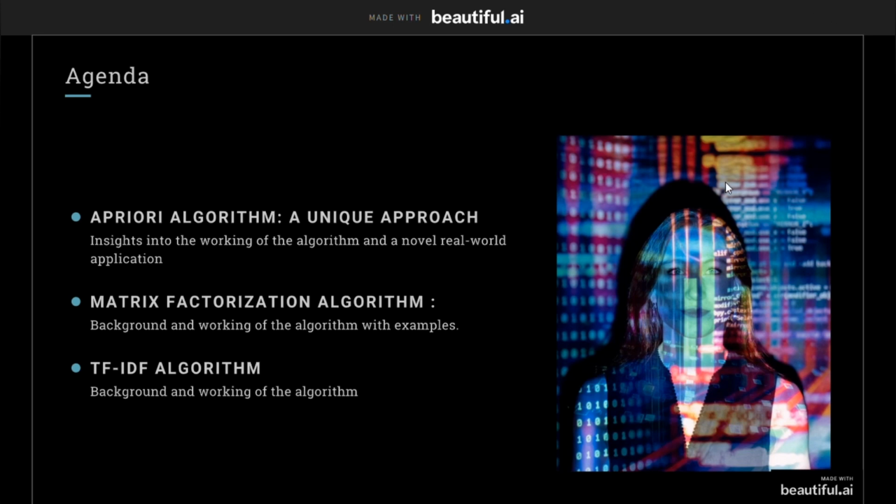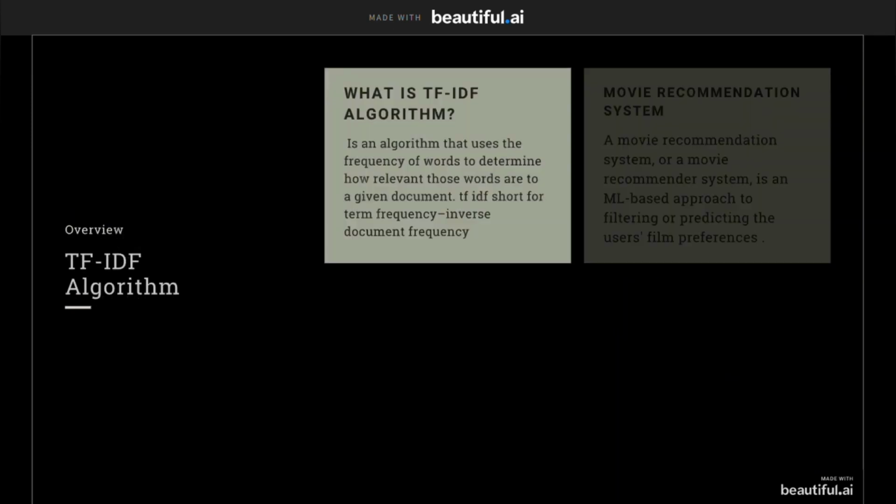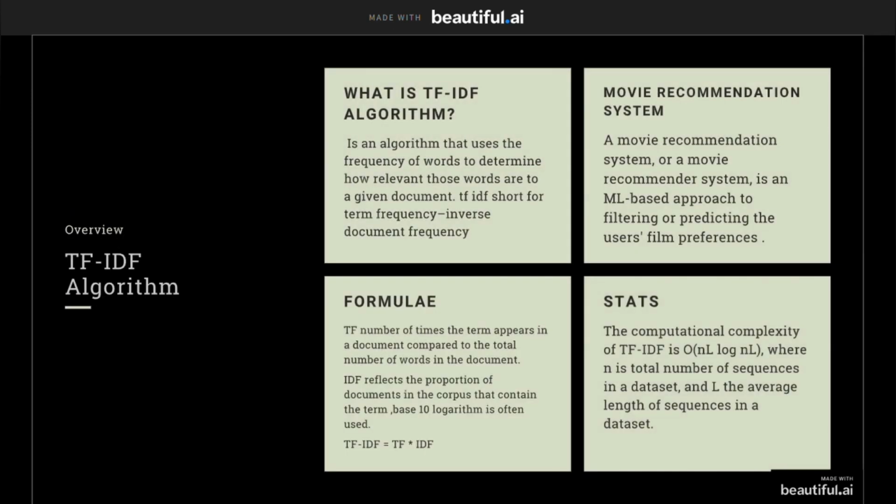Hello everyone, this is Niriksha D Rai. Today I'm here to present the TF-IDF algorithm as part of recommendation system algorithms. So what is the TF-IDF algorithm? It uses the frequency of words to determine how relevant those words are to a given document. TF is short for term frequency and IDF is short for inverse document frequency.